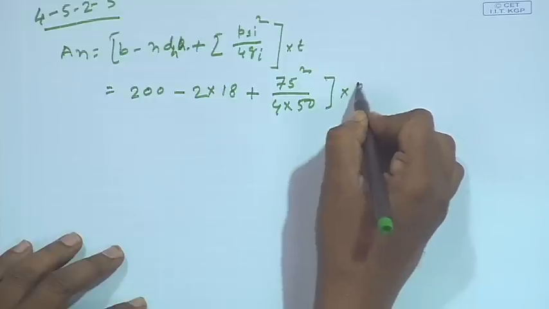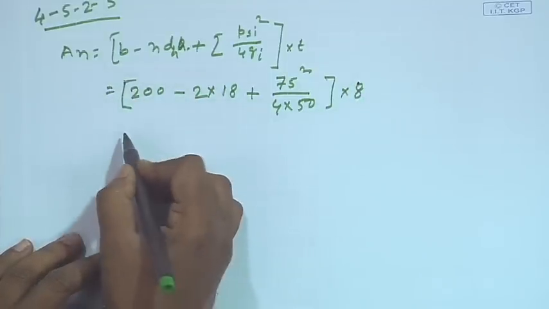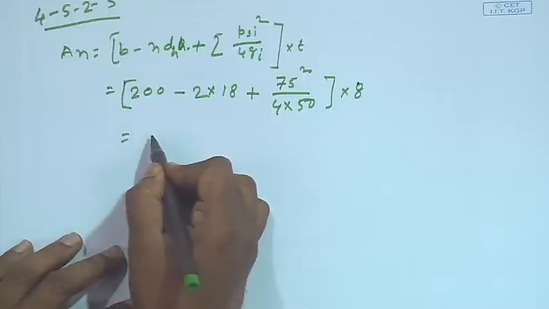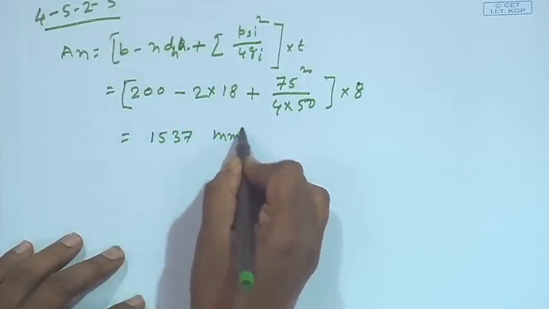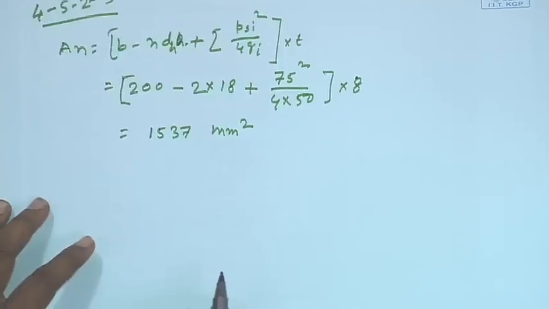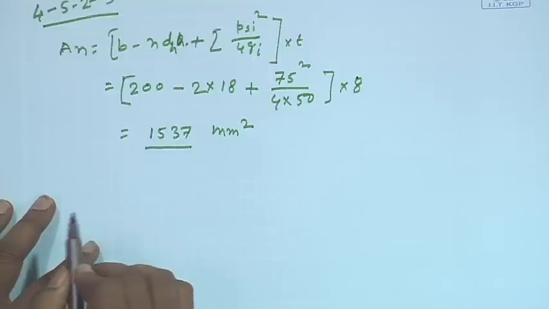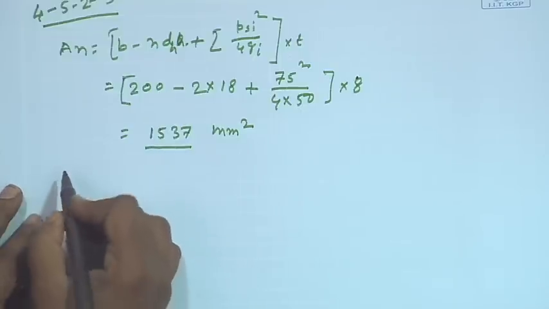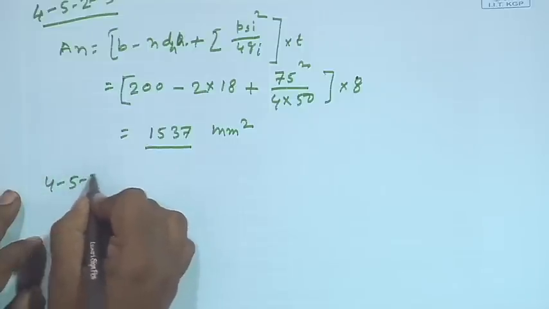T is 8. So, after calculation we can find out 1537 millimeter square. So, net area along 4523 is coming 1537. Again, net area along 45267.